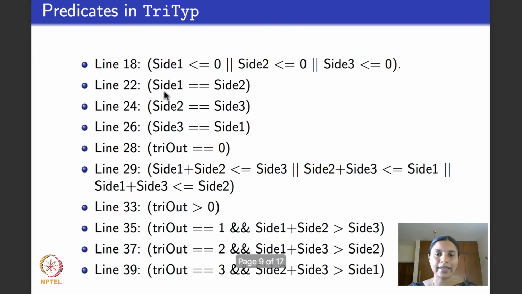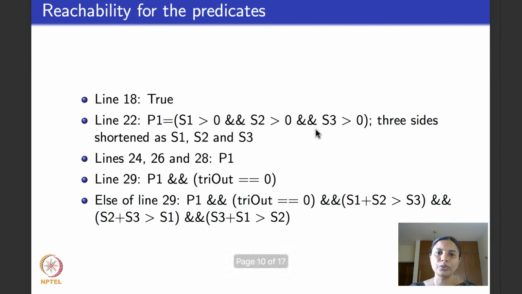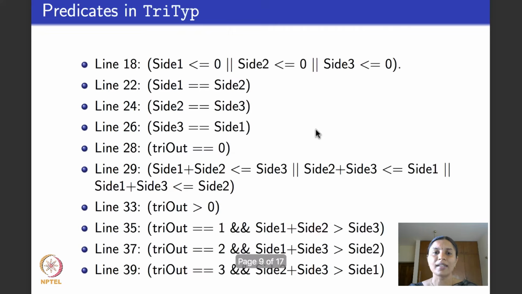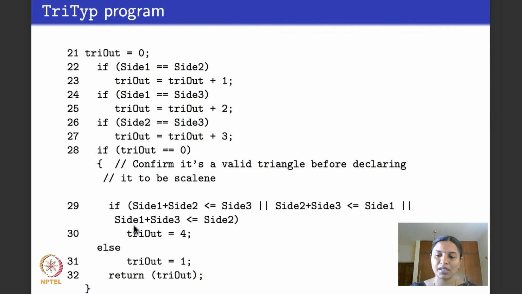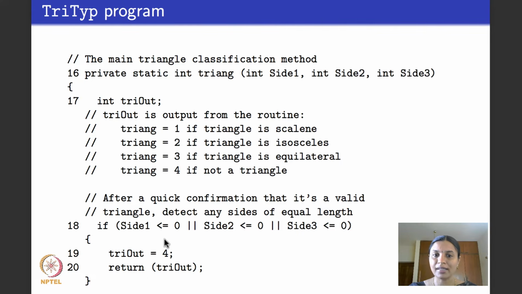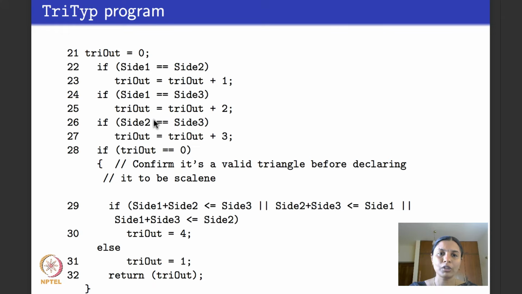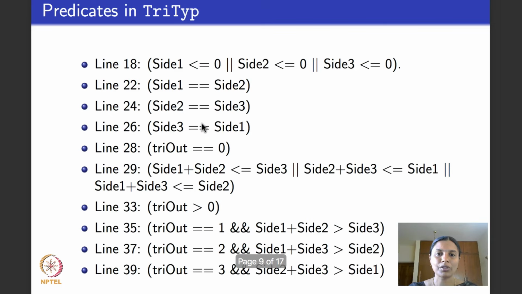Now let's look at the next predicate in line 22. As I told you, to be able to reach here, you have to give values for side 1, side 2, side 3 such that the predicate in line 18 is skipped. This if statement doesn't execute and doesn't exit the method from here. If you don't want the method to exit from here, you should be able to give values for side 1, side 2, and side 3 such that this if condition is false. Once that becomes false, you come here and you start executing the other predicates. That's what is written here.